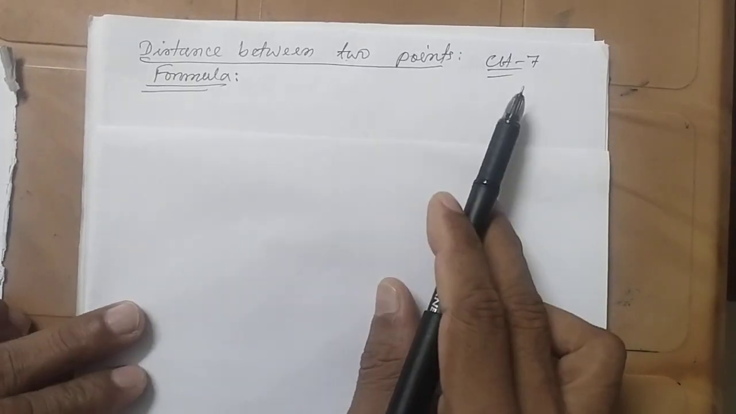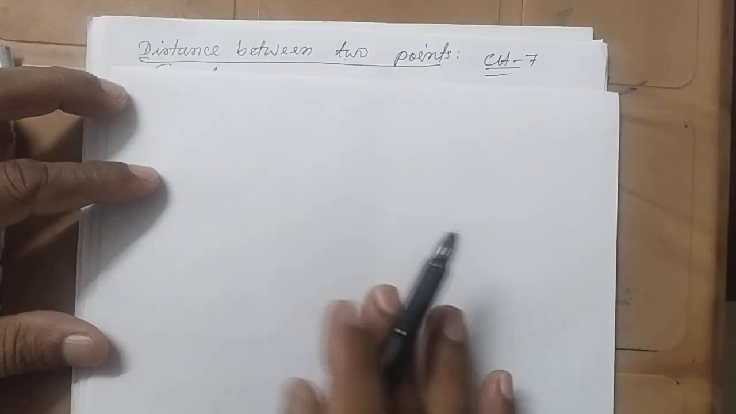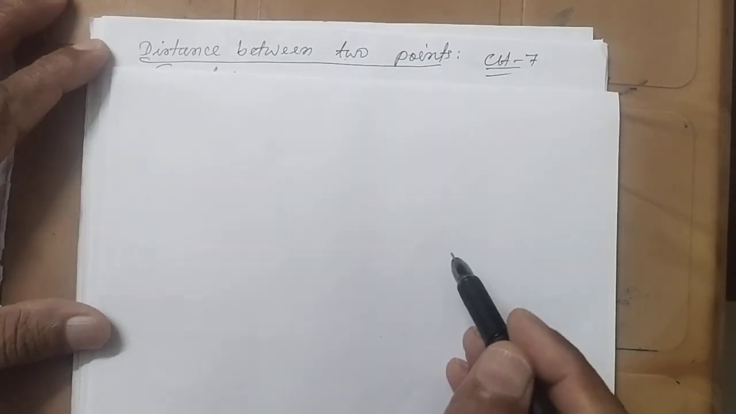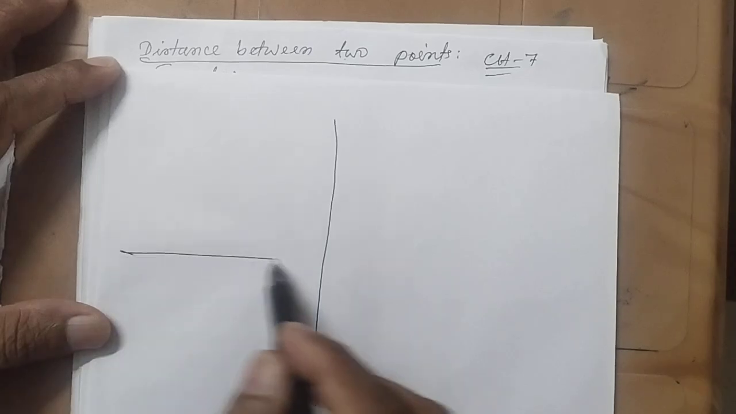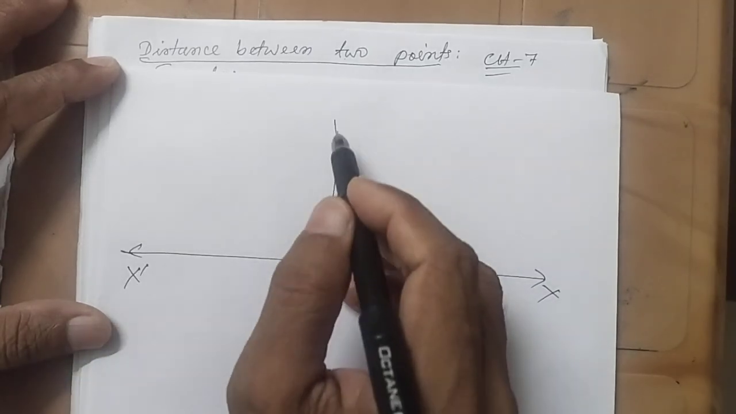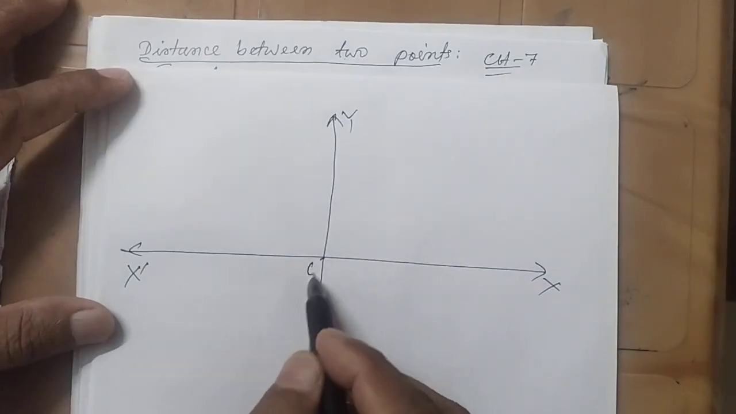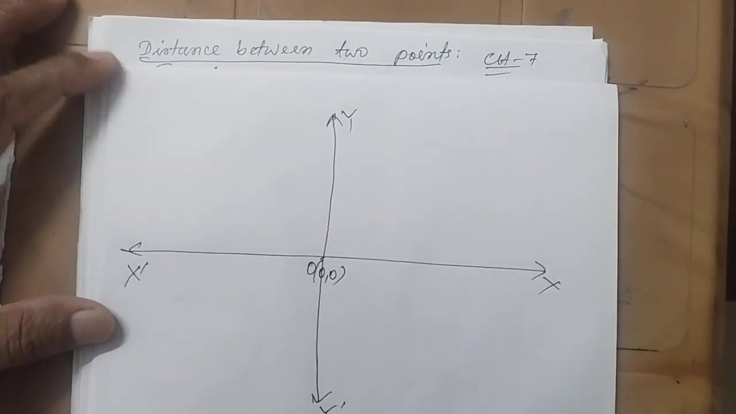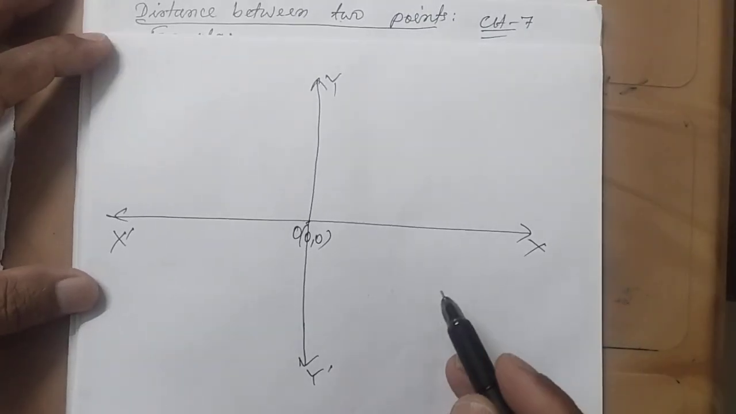Coordinate geometry, chapter 7. Coordinate geometry is the study of the position of points on a plane. So we do it like this: we draw two lines on a plane. One is a horizontal line called X'X, the x axis, and a vertical line Y'Y, the y axis. The point of intersection is called the origin, or (0, 0). Coordinate geometry is all about studying the position of points on a plane.